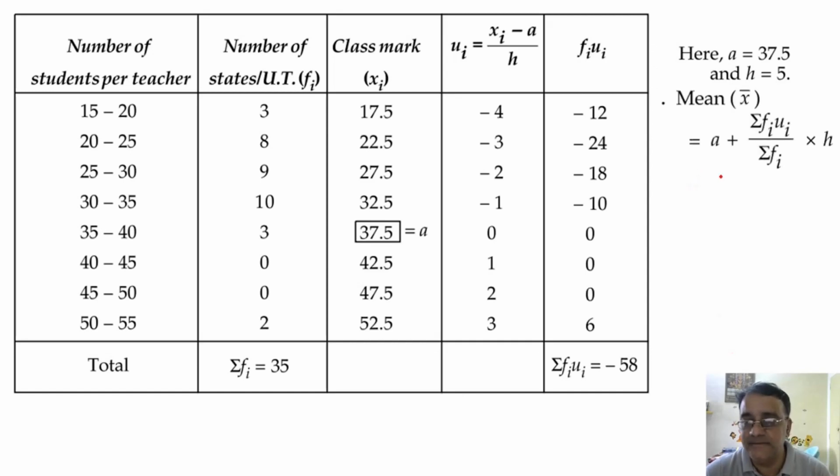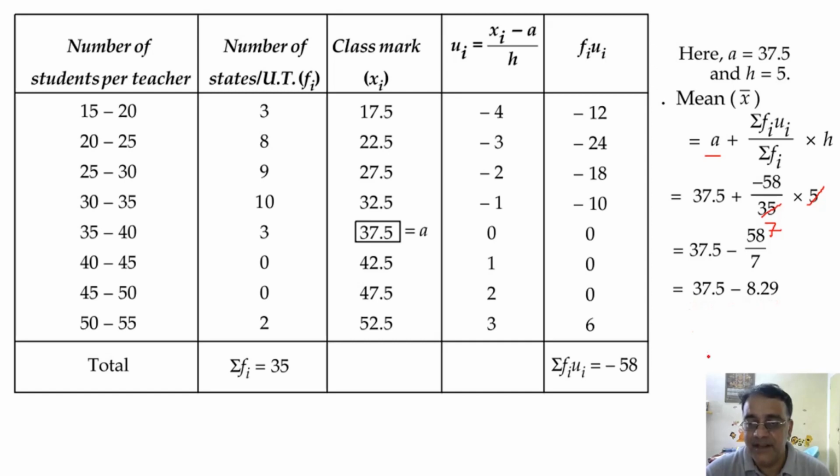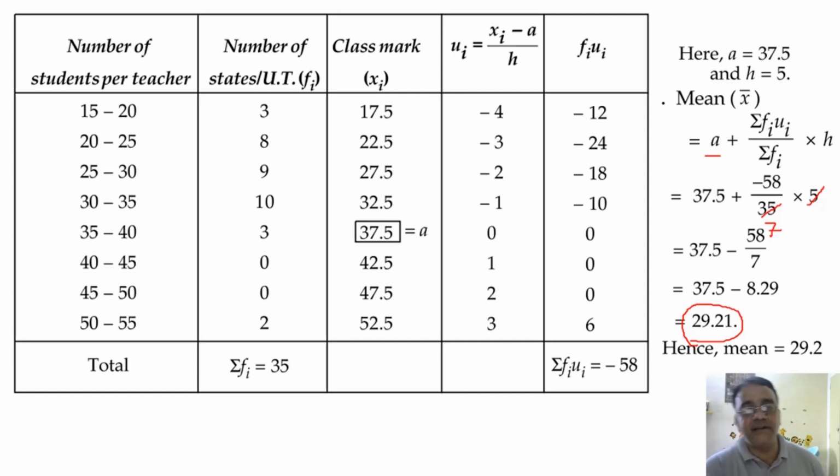Write the formula of mean by the step deviation method. Substitute all the values. A is 37.5 minus 58 upon 35 into 5. So here we can cancel 7, and it becomes 58 by 7. 58 by 7 is 8.29 approximately, and the final answer is 29.21 approximately. Rounding to one decimal place, it is 29.2.